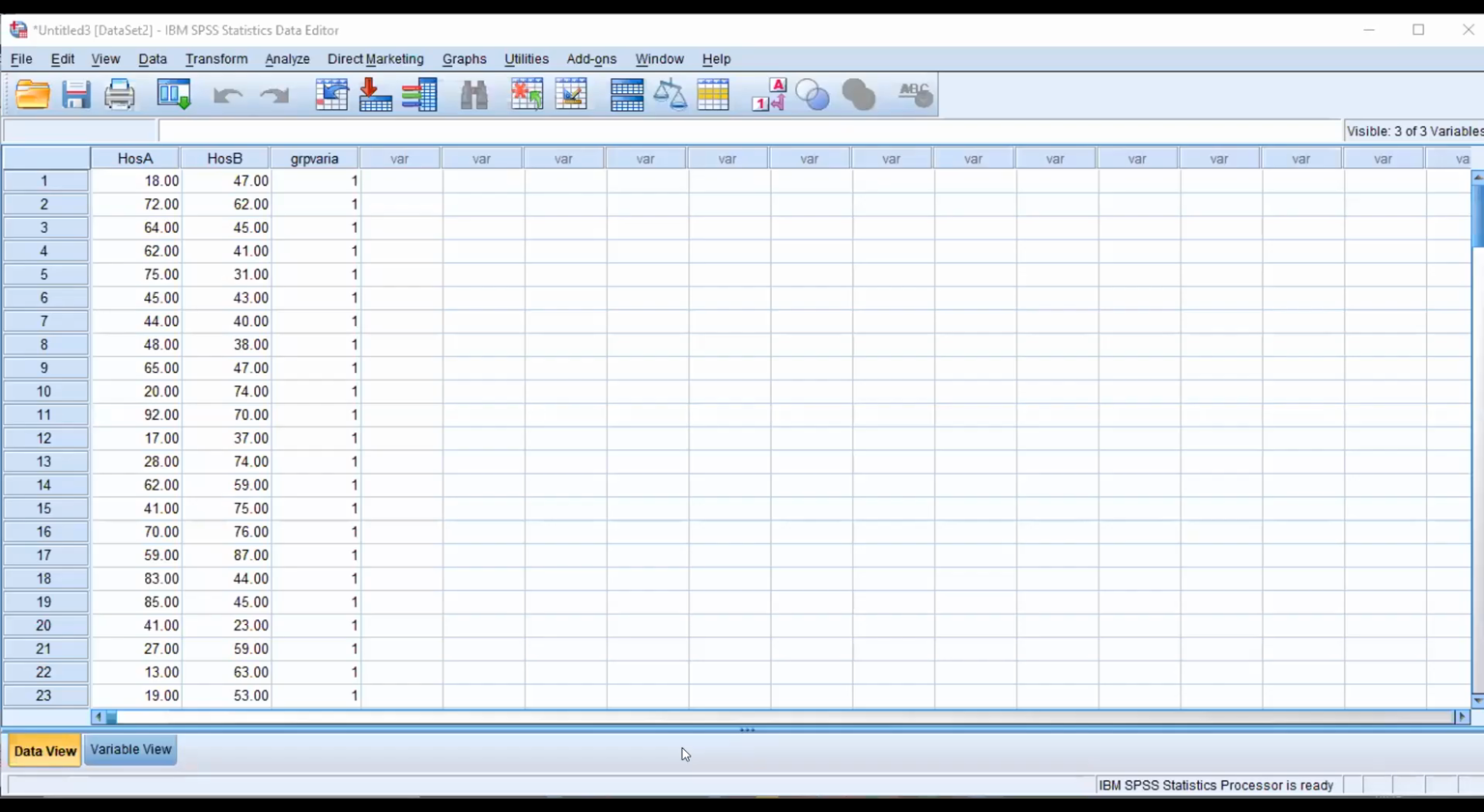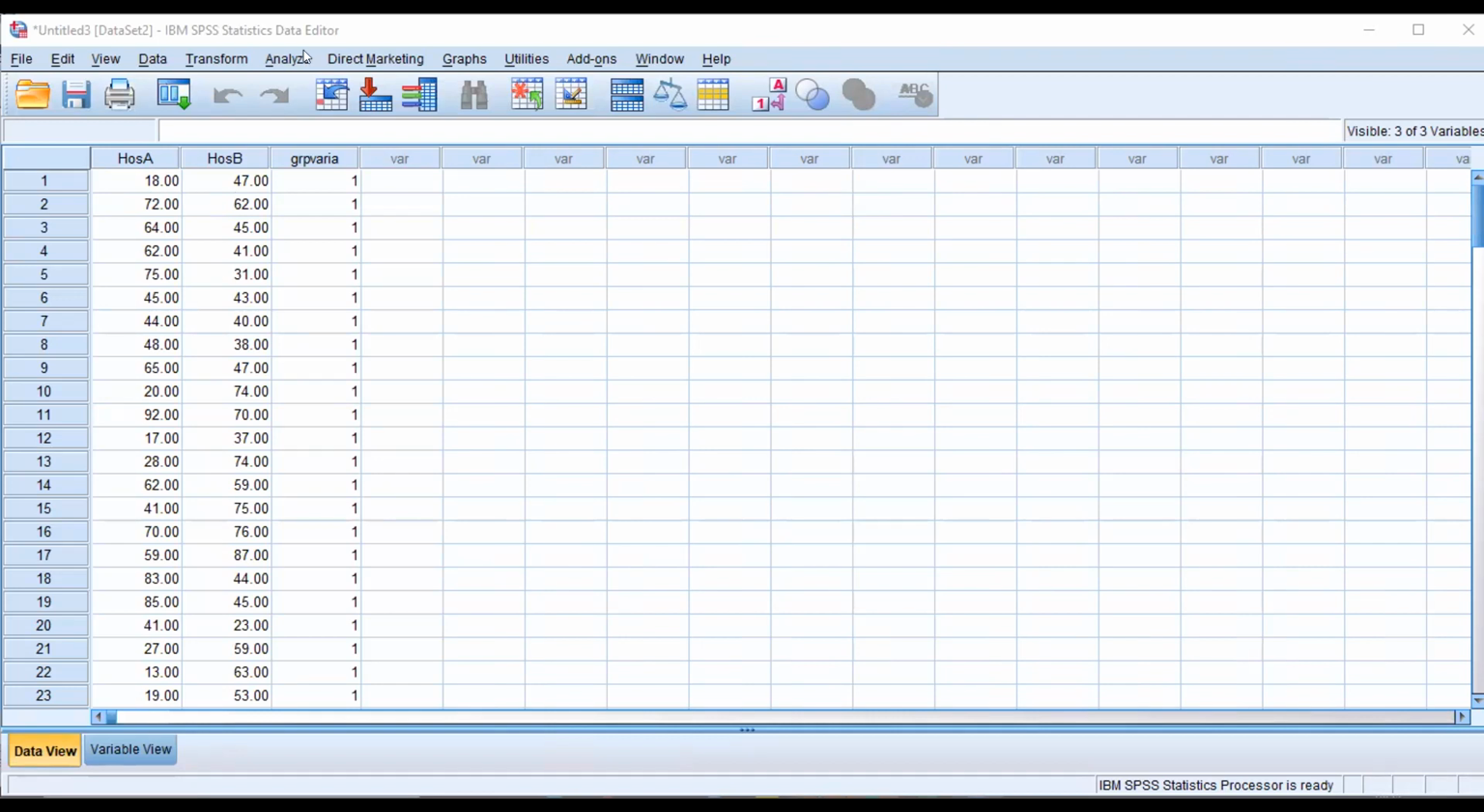Just sharing first of all this data set. The case is we are given two hospitals, A and B, and we are asked whether they have the same number of bed facilities or not. This is a case of independent sample test. Independent sample means the populations are completely different: hospital A is from a different area, and hospital B is from a different area.